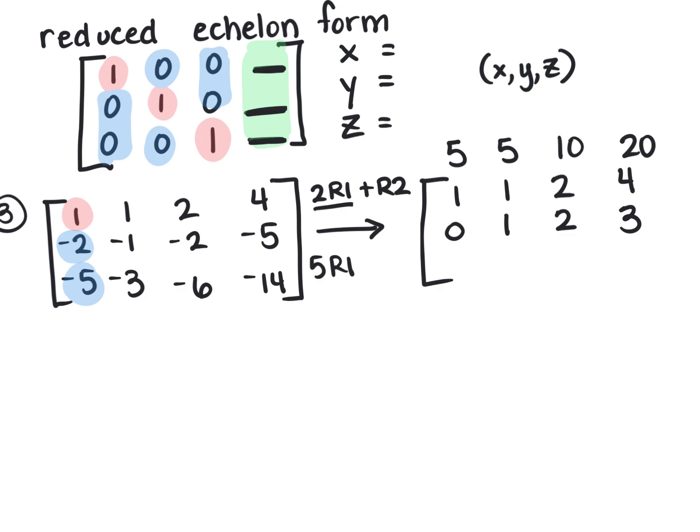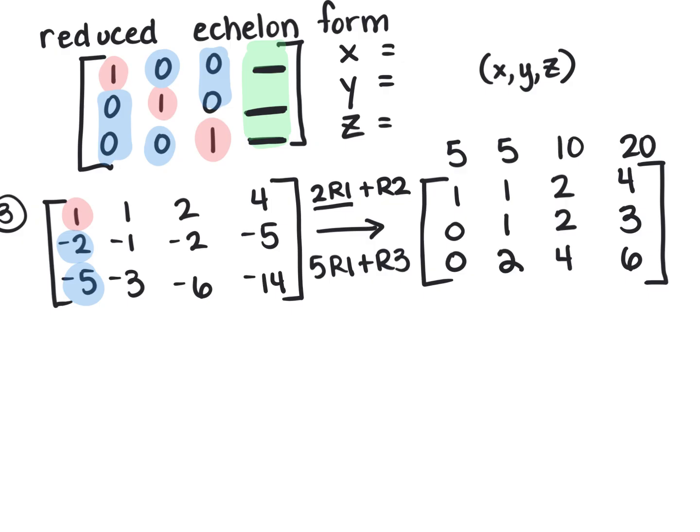And now what I'm doing is adding that to row 3. So row 3 is going to be the only one that changes. I have 5 minus 5 is 0. I have 5 minus 3 is 2. I have 10 minus 6 is 4. And 20 minus 14 gives me a 6. So this first column is exactly what I need it to be.